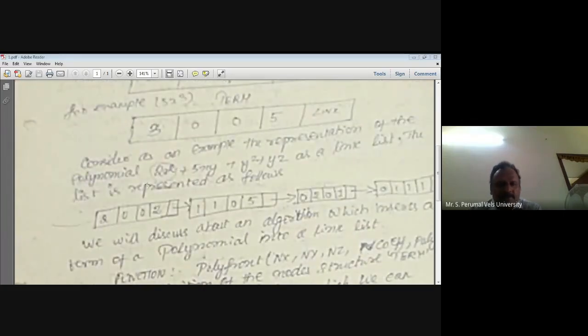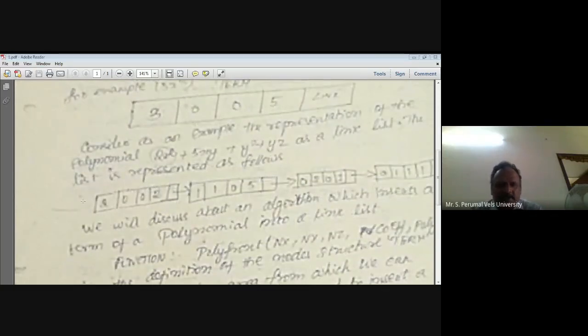If you take the example 2x square plus 5xy plus y square plus yz, the linked list is represented as follows. For 2x square, x power 2 is given here, y and z do not have values, and the coefficient value is 2, so it is given as 2002. For 5xy, that is x power 1, y power 1, which is given here. The coefficient value 5 is given there. Z does not have any value, so 0.